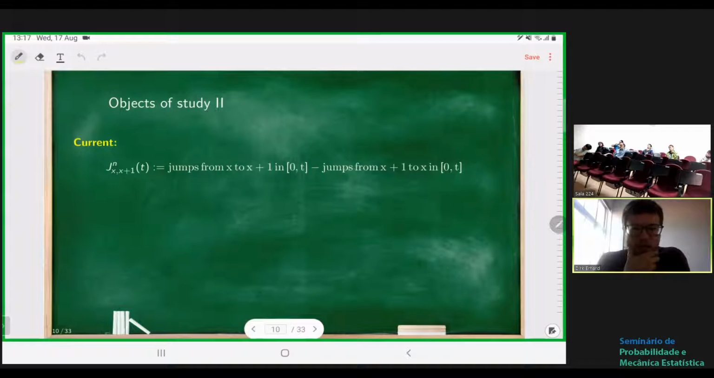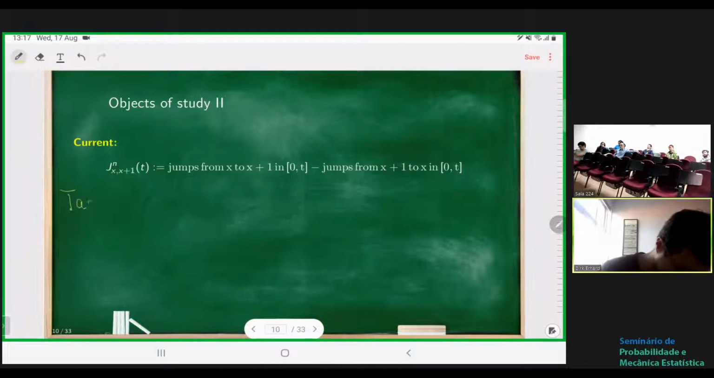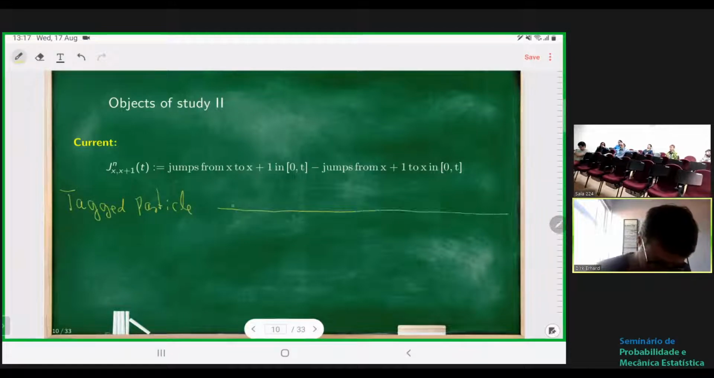So why is this an interesting object to study? Well, it's interesting for several reasons. Some of them will come a little bit later. But let me mention maybe one thing, an object which I will not talk about much, but it's still good to mention. It's what we call the tagged particle. So what is the tagged particle? Again, many of you probably know this already, but there probably are some people in the audience that don't know this. So what's the tagged particle?